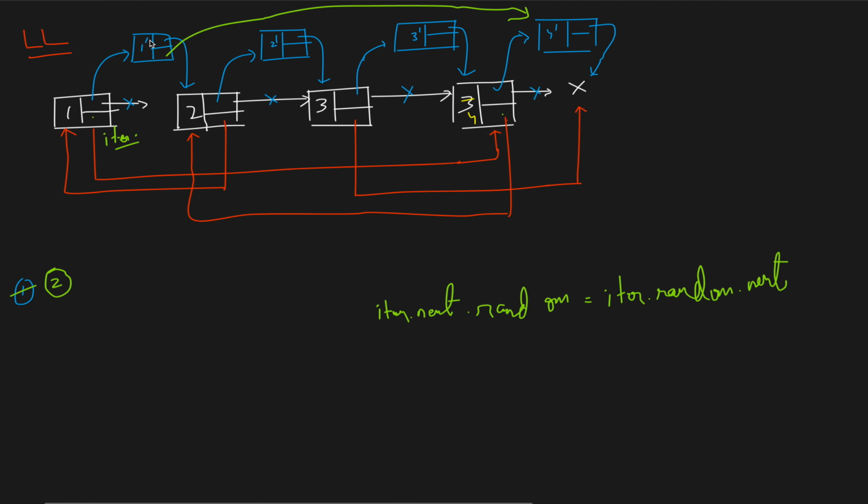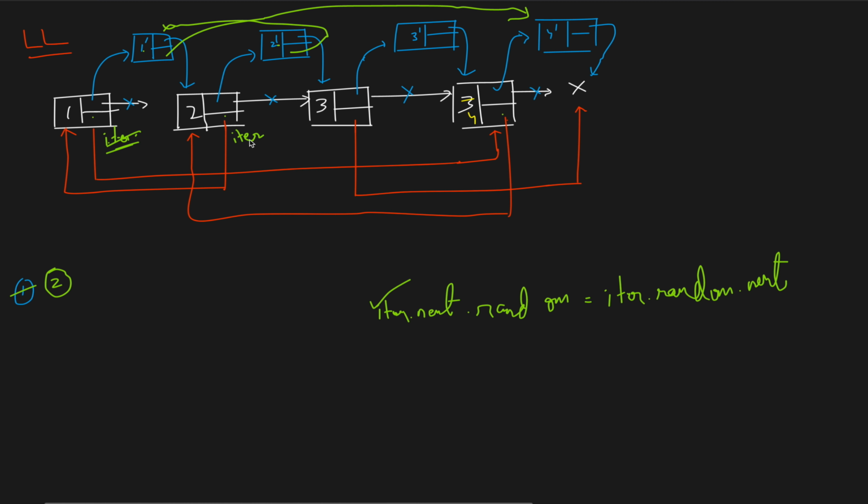After this, we move iter by 2 steps, that is iter's next dot next. So in the next step, iter is going to reach over here. Again, if we perform this iteration, iter's next random is going to point to this guy's random next, that's this. So this is simply going to point to this. So I'm able to point the random pointer of 2 to 1.